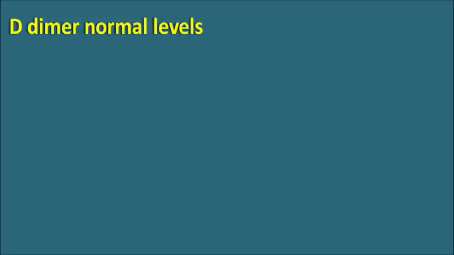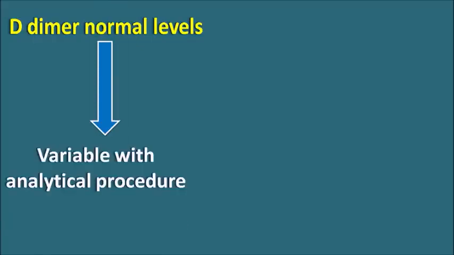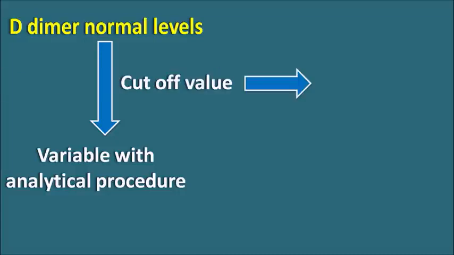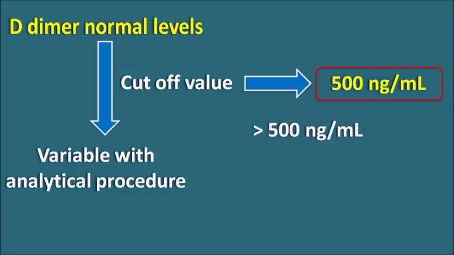So what are the D-dimer normal levels? The values of D-dimer vary with the analytical procedure. In many of the analytical procedures, there will be a cutoff value. Normally the cutoff value is given as 500 nanogram per ml. So when the D-dimer levels are observed above 500 nanogram per ml, this indicates an abnormal value of D-dimer, which should be immediately monitored, and further clinical examinations like a CT scan should be done in order to confirm any thrombus or embolus formation.